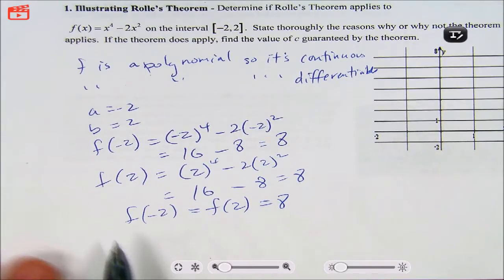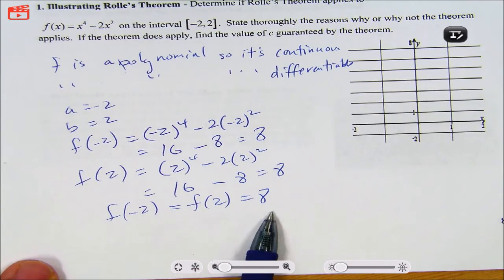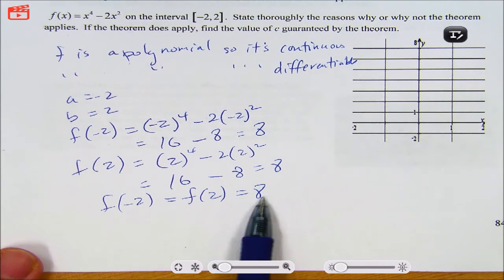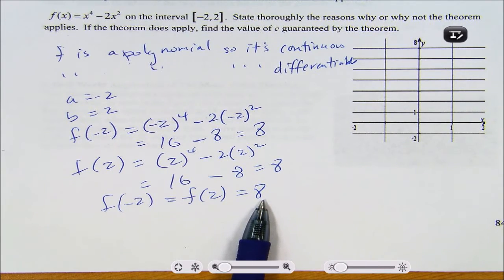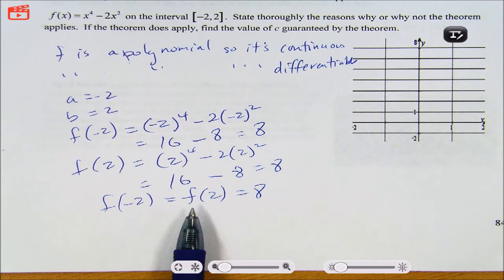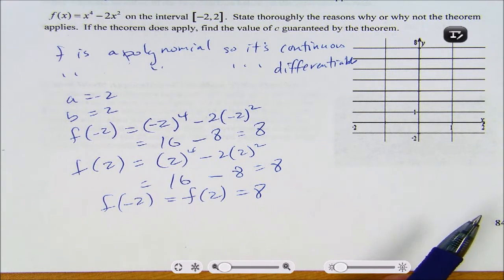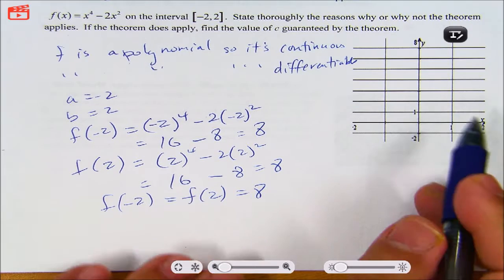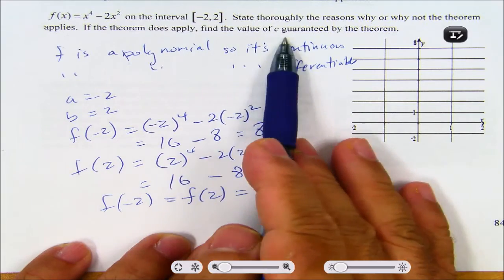So this is now acknowledging the third condition, that f of A equals f of B. And you generally want to mention what it's equal to. So that kind of justifies your conclusion, mentioning what it's equal to. All right, now what? Now find the value C. If the theorem does apply, find the value of C guaranteed by the theorem.